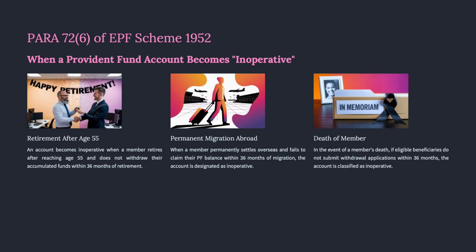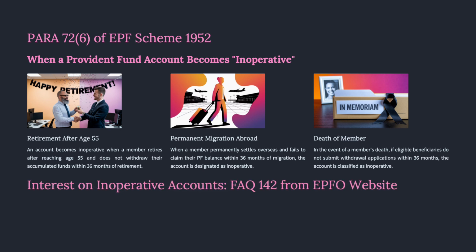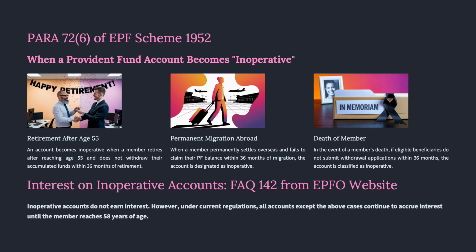Death of member. In the event of a member's death, if eligible beneficiaries do not submit withdrawal applications within 36 months, the account is classified as inoperative. Interest on inoperative accounts. FAQ 142 from EPFO website. Inoperative accounts do not earn interest. However, under current regulations, all accounts except the above cases continue to accrue interest until the member reaches 58 years of age.